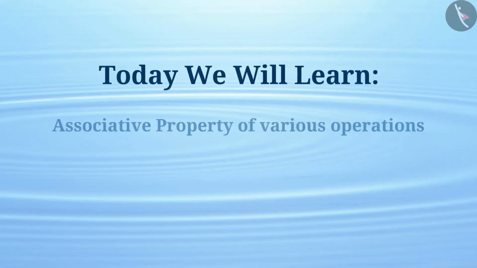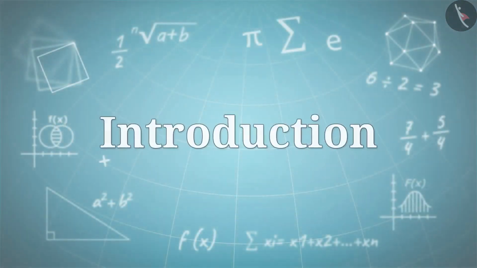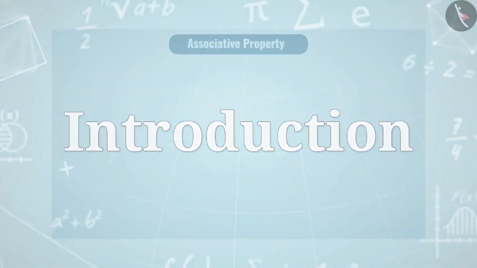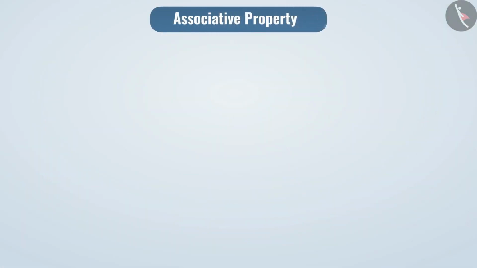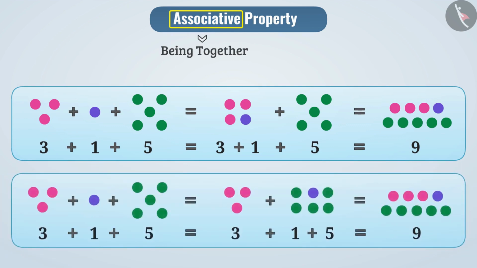Today we will learn the associative property of various operations performed on rational numbers. Associative properties are related to the use of parentheses in operations. Associative means being together. Here, it means keeping the numbers together, means forming their groups. We do this using brackets. To perform proper operations on numbers, we need to know about use of parentheses. That is, understand the associative property.